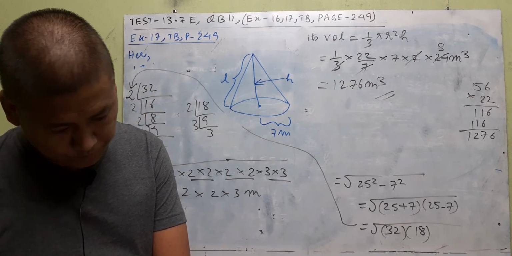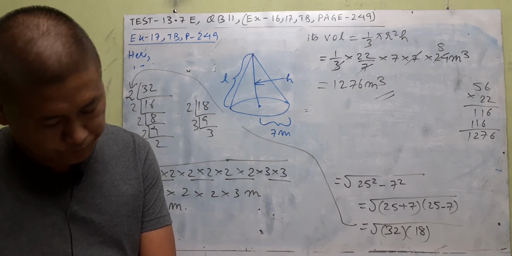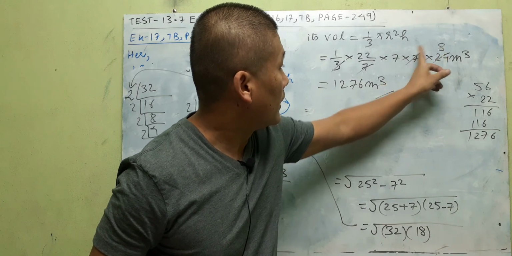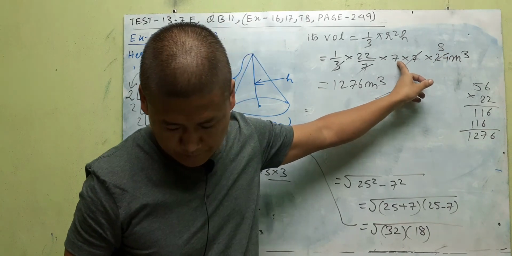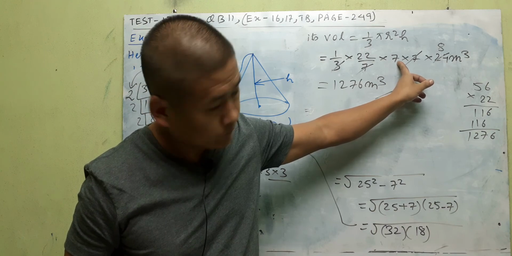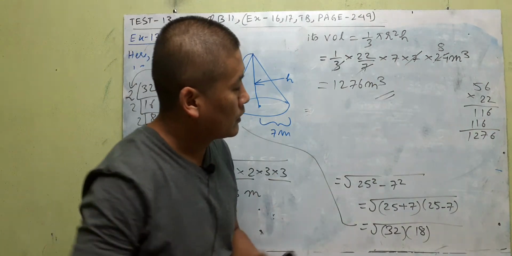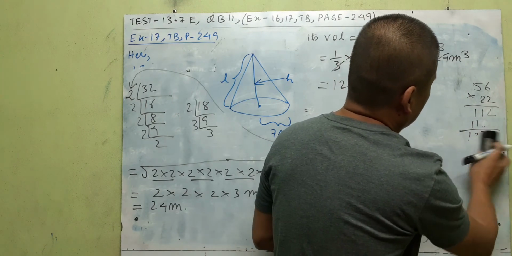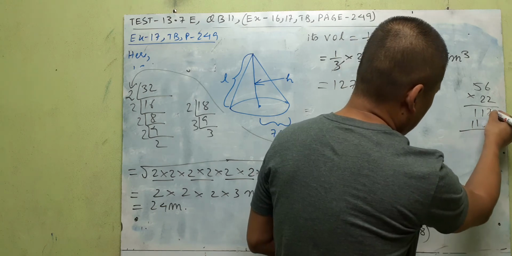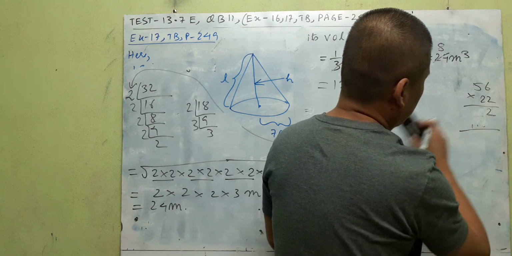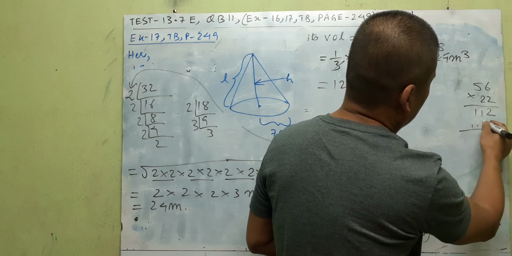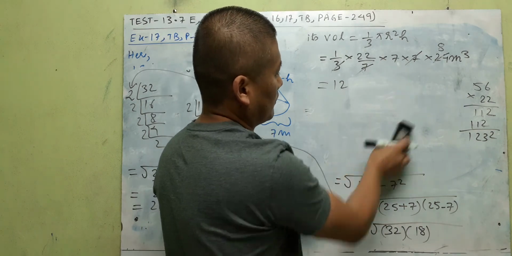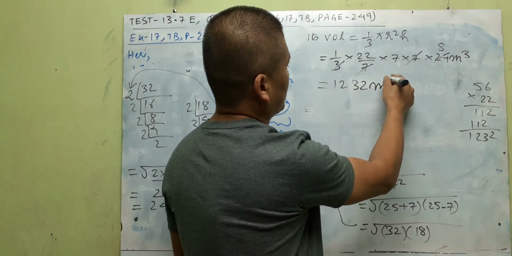Okay, just hold on here. 3 8s are 24 and 7 and 7 cancel. 8 7s are 56. Okay, 56 multiplied to 22. See, well, this is the mistake. 2 6s are 12, 1 in hand. Sorry. Then 1 in hand means, wait, let's redo this one. 2 6s are 12, 1 in hand, 2 5s are 10, 11. So 2 1 1. So 1 2 3 2. Sorry. So 1232 meter cube it should be.